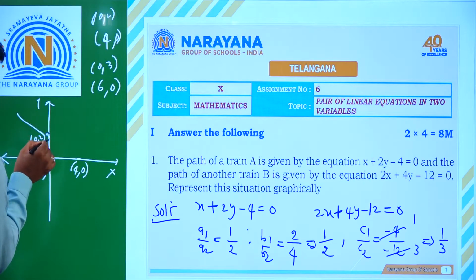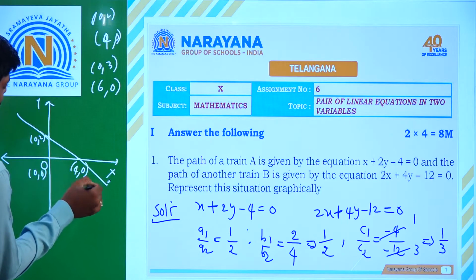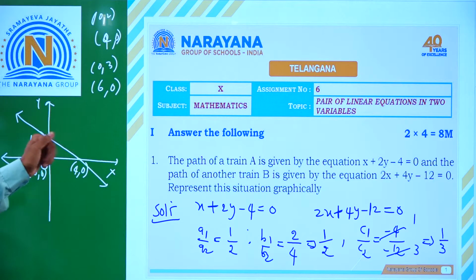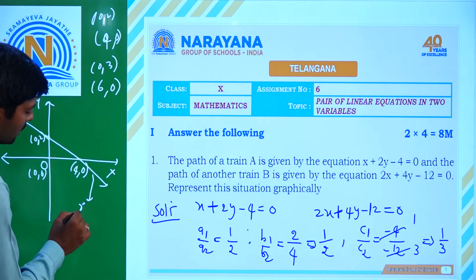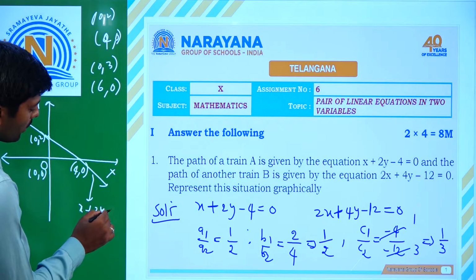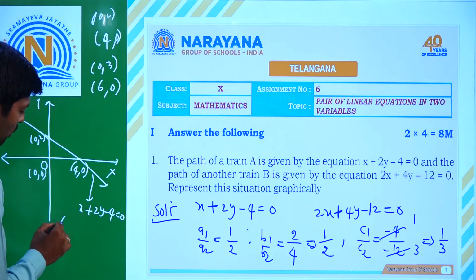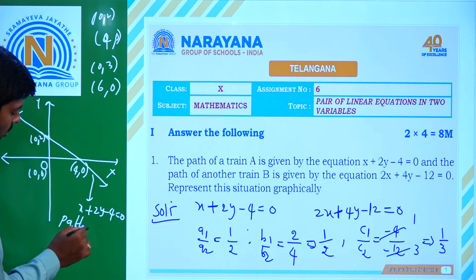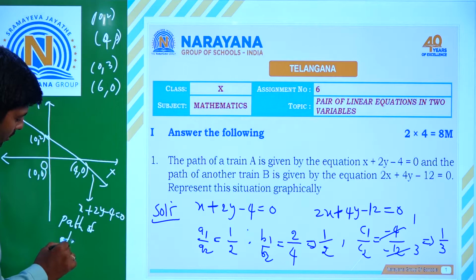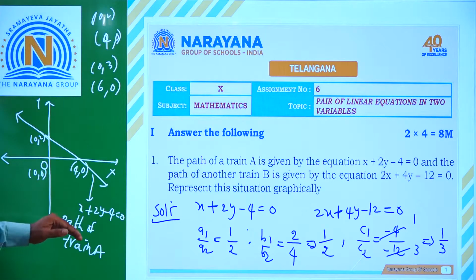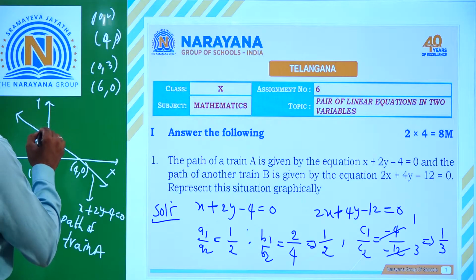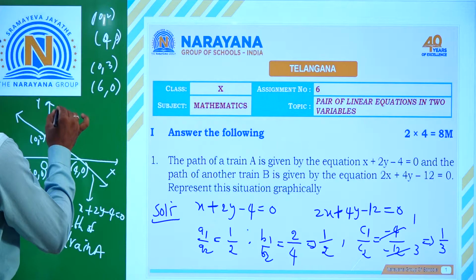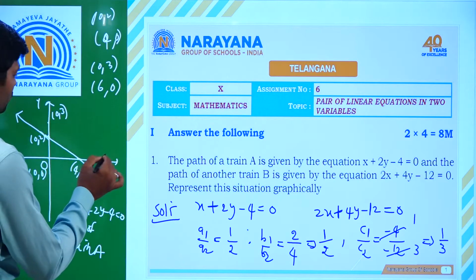In order to draw a line, we need at least two points. What does this line represent? This is the first line, x plus 2y minus 4 is equal to 0. This is the path of train A. Similarly, we have to draw one more line. Locate 0 comma 3, and next, 6 comma 0.